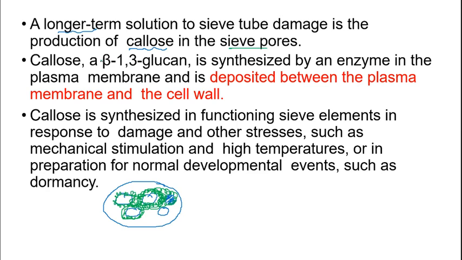Now, what is callose made up of? It is made up of beta 1,3 glucan, and it is synthesized by an enzyme in the plasma membrane, and deposited between the plasma membrane and the cell wall. Callose is synthesized in the functioning sieve elements in response to several conditions, like damage or other stress such as mechanical stimulation, high temperature, or preparation for normal developmental events such as dormancy. In dormancy, the seed coat needs to be hardened, so there can be deposition of callose. So these are the roles of callose and P protein in the plant.